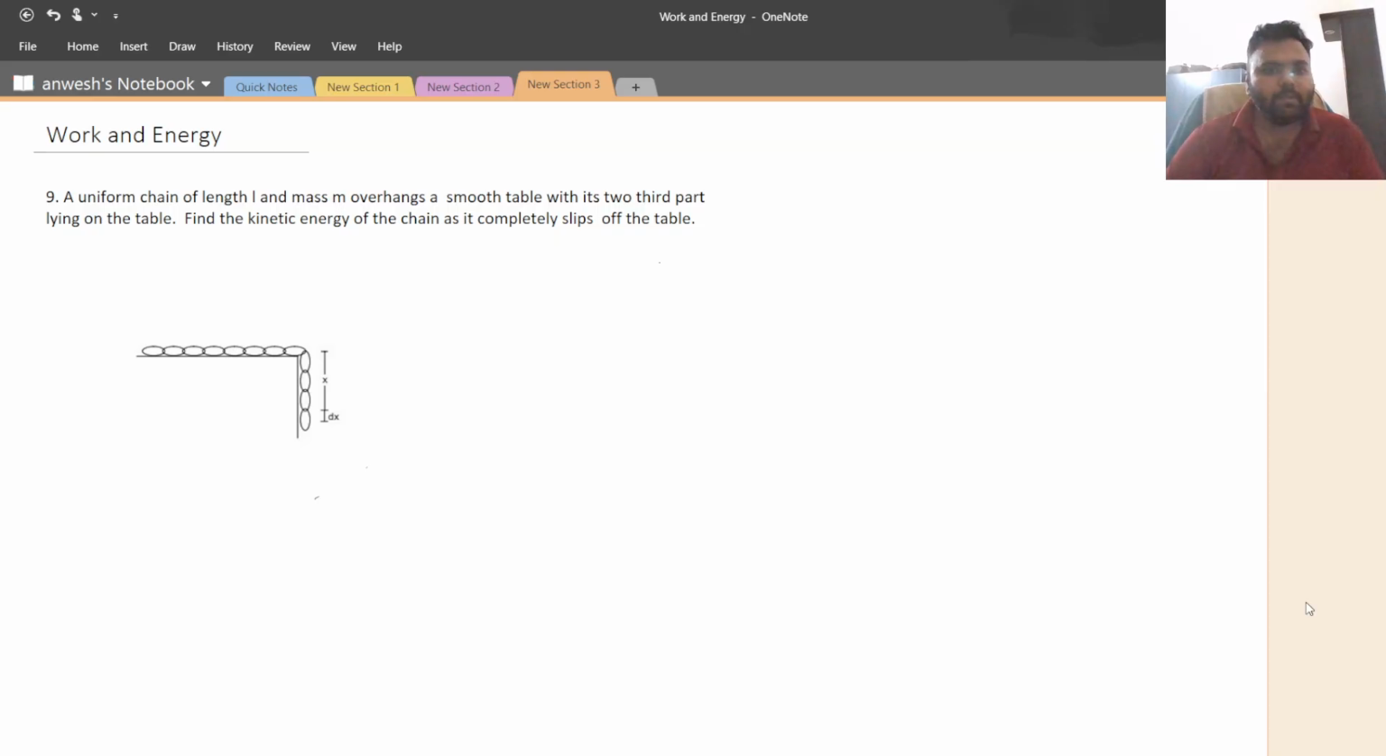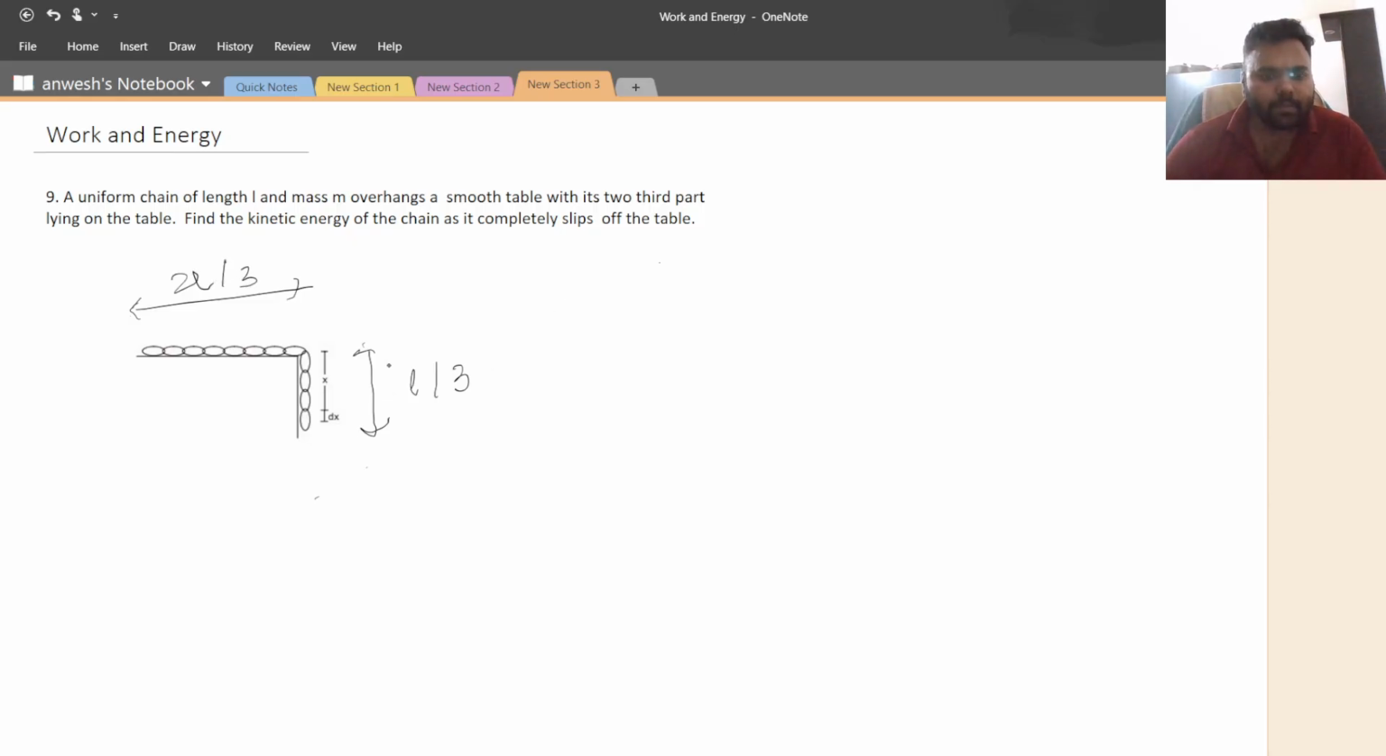It says a uniform chain of length L and mass M overhangs a smooth table, with its two-third part lying on the table. Find the kinetic energy of the chain as it completely slips off the table. So this is the situation, and this part of the chain is hanging. Its length is L by 3, and the part which is lying on the table is 2L by 3.